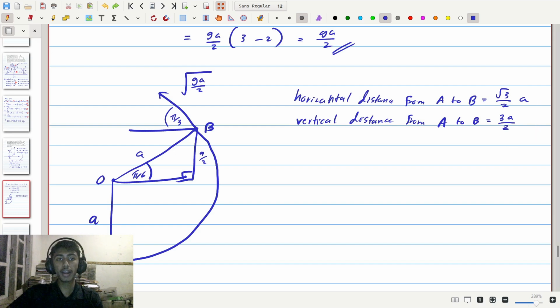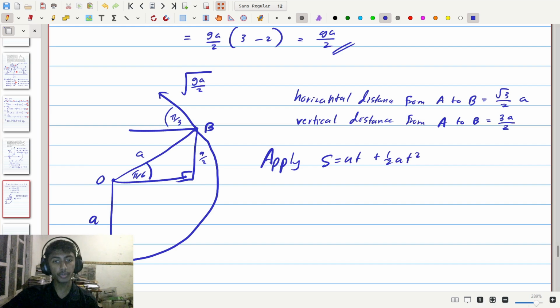Now if the particle at point B horizontally travels a distance of root 3 over 2 A and vertically travels a distance of 3A over 2, then it's definitely going to be at the point A. So what we need to do is to show that if the particle travels horizontally this distance, it is going to travel vertically this distance. So what we're going to do is apply S equals ut plus half at squared.